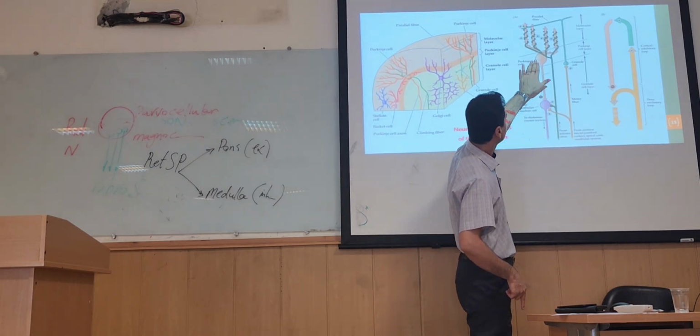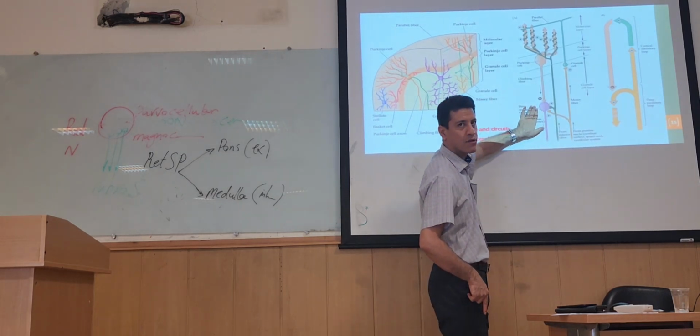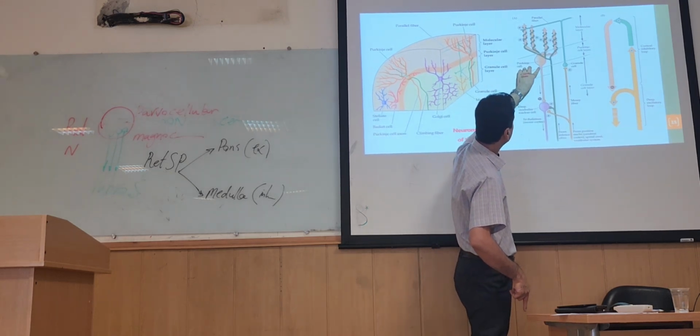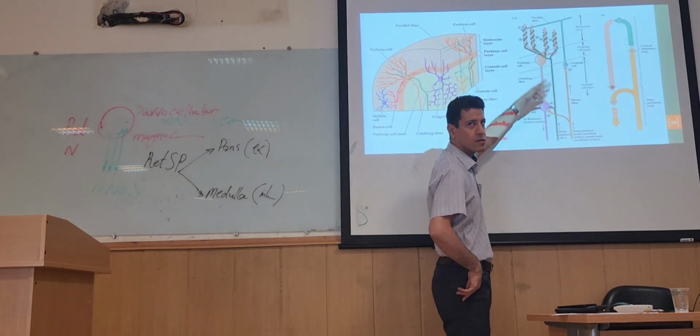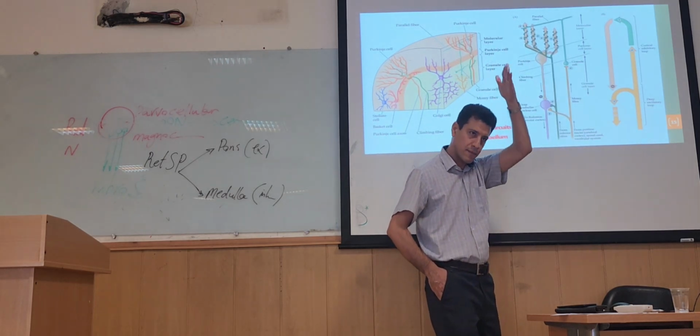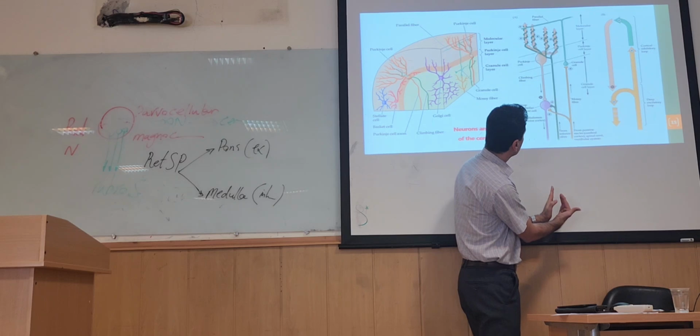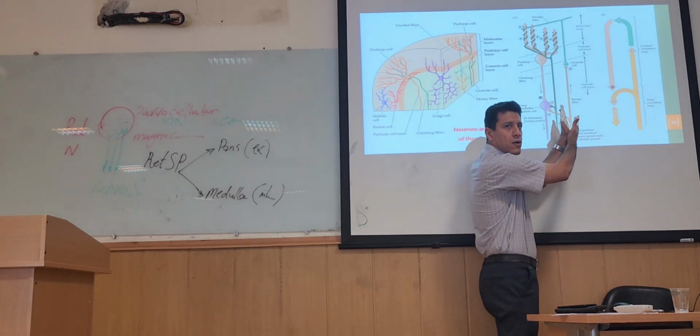Okay, so this is the Purkinje cell. This one is the deep cerebellar nucleus. There is a connection between the Purkinje cell and the cerebellum. So this connection is very good, right? So mossy fibers and climbing fibers enter the cerebellum.